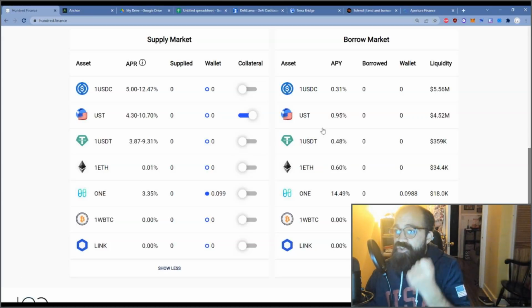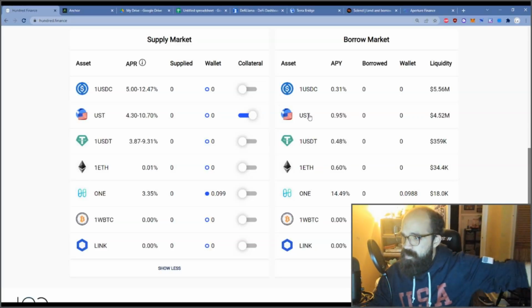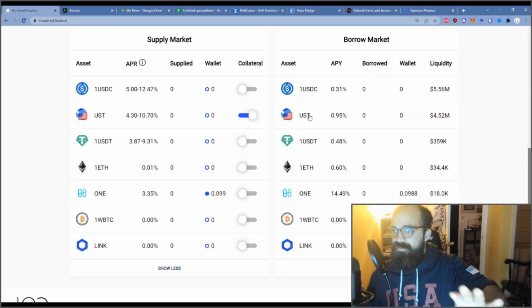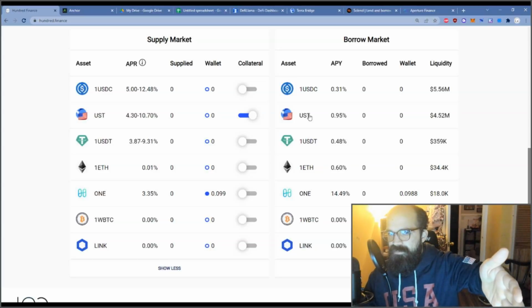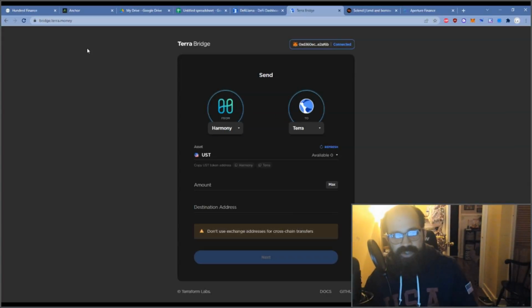You've effectively now shorted your UST. And then you bridge UST over to Terra. The reason I'm using 100 Finance, me personally, to do this is because 100 Finance is on Harmony, and Harmony interacts really nicely with Terra. So here you can go to bridge.terra.money and just bridge UST straight over to Terra. Super, super simple. You will need a Terra Station wallet to do this, but I'm assuming if you've looked into Anchor, you've probably set up your Terra Station wallet already.